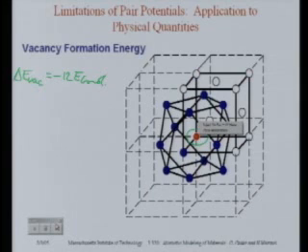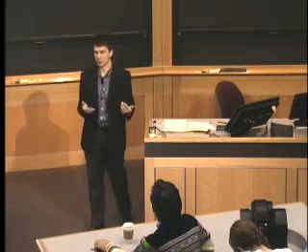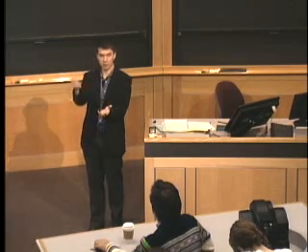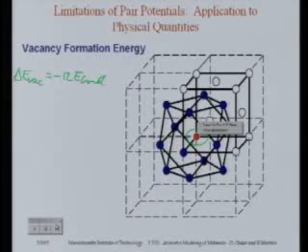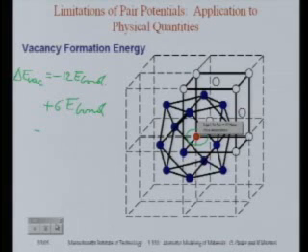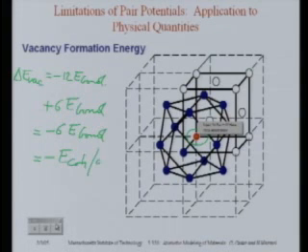Okay, and what's the cohesive energy per atom in FCC? It's 6 times the bond energy, because there are 12 bonds around an atom, but every bond is shared between 2. Okay, so there's 6 per atom. So the vacancy formation energy is really minus 12 times the bond energy plus 6 times the bond energy. So what it is is minus 6 times the bond energy. So essentially, it's minus the cohesive energy, the cohesive energy per atom. And that's essentially what you will always find with pair potentials.